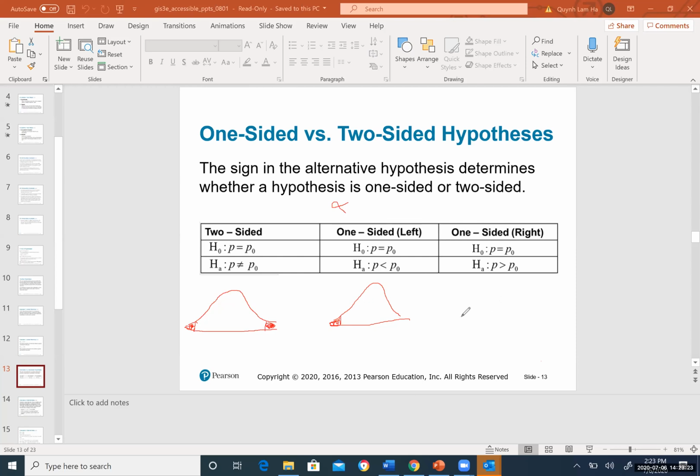And case 3, they're talking about the right tail. So you will graph the right area. Okay, so you find the p-value right here. This is your p-value.